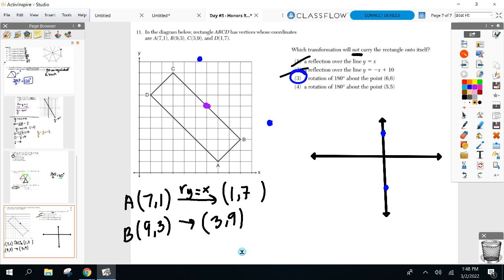So that is my answer, but I also want to go over why number 4 would work, because 4 is also a rotation of 180, but what's the difference? Look where 5,5 is. 1, 2, 3, 4, 5. 1, 2, 3, 4. Where's A going to go? Rotate it 180 around that point. Where's A going to go when I rotate 180 around this point here? C. Where's B going to go? Okay, that's why it stays the same, but it won't stay the same for 6,6. All good? Questions, comments?